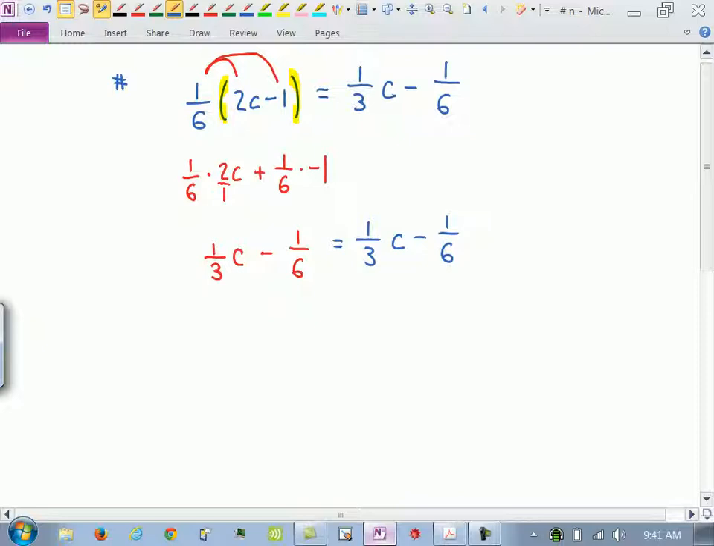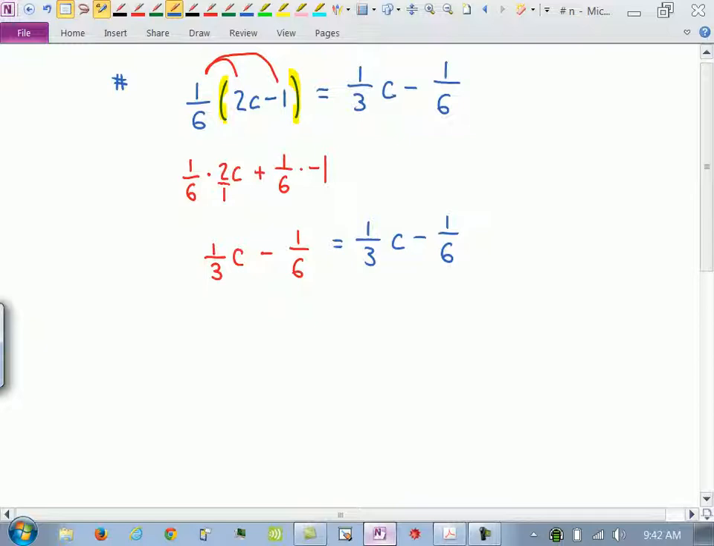Any questions there? Does anybody see something? Like right now, do you notice something? Both sides of the equation are exactly the same, aren't they? Both sides are exactly the same. All right, well, let's still follow the steps.